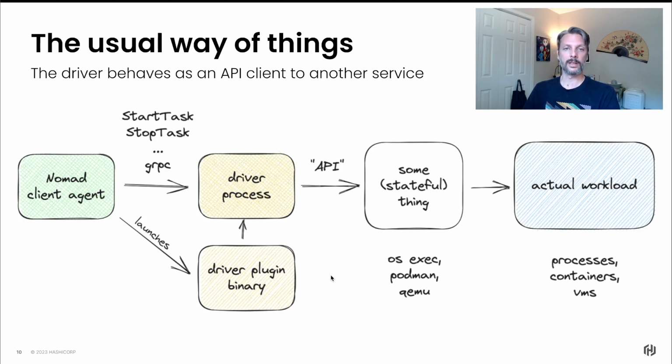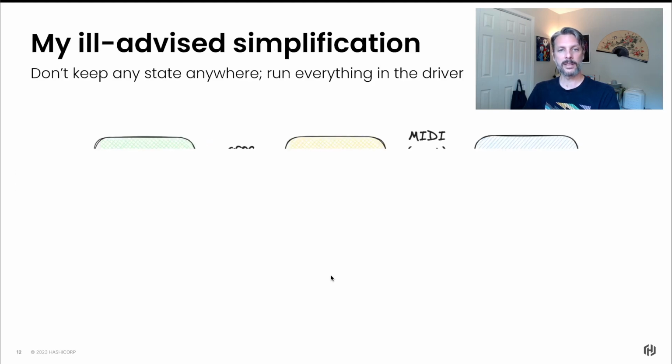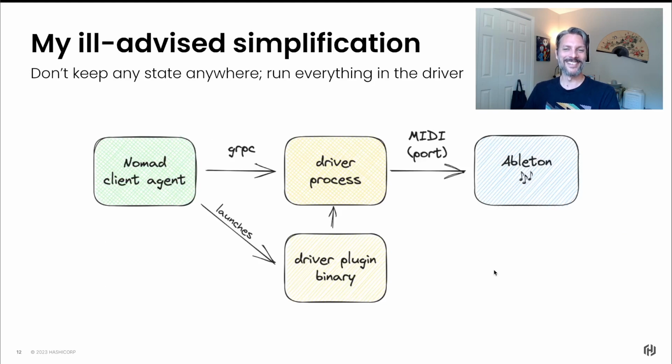That's all great and wonderful and nice and stable, and that's why everybody does it that way. But I didn't do it that way. I cut out all the server-y, daemon-y, persistent thing outside of Nomad, and I'm just going to run everything in a driver process. So in my case, instead of being a Docker container or an executed command, my task will be a Go routine within the driver process.